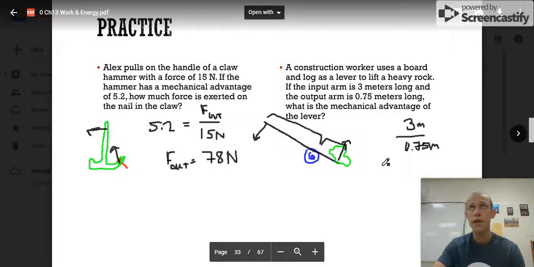So the input length is now on top. The output length is on bottom. So when we divide that, we will get 4. So 4 times as easy to do this work with that type of lever.